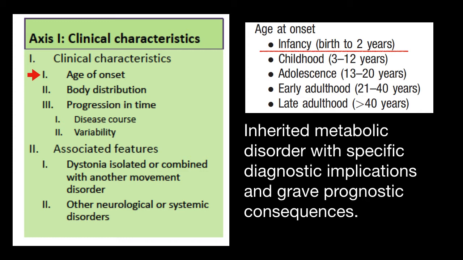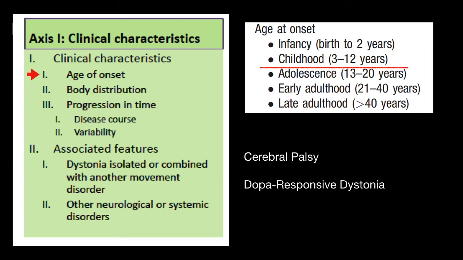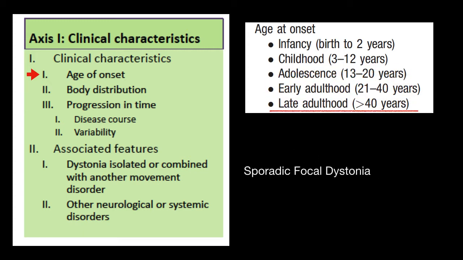If dystonia begins in infancy, the primary culprit is inherited metabolic disorder with specific diagnostic implications and grave prognostic consequences. In childhood dystonia, if the disease course is progressive, dopa-responsive dystonia, and if the disease course is static, cerebral palsy are main causes. Primary dystonia is the most frequent cause of adult-onset dystonia.